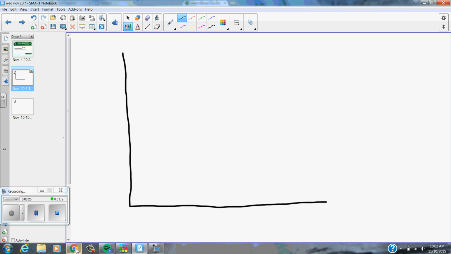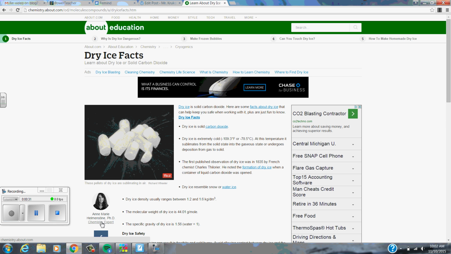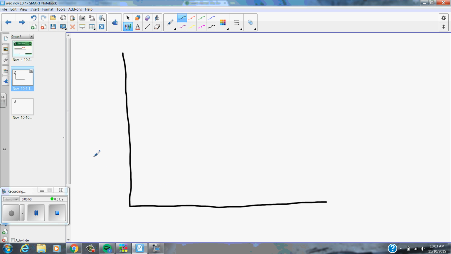Hopefully you know enough about dry ice to understand that when it melts, it doesn't turn into a liquid. It turns directly from a solid to a gas. We have to find out the temperature that it does that at. Right here I find some information. It's either at negative 109.3 degrees Fahrenheit or negative 78.5 Celsius. In this science class, I'm going to choose the Celsius. So about negative 80 just makes it easier for me to write on my screen. So there's going to be a magic number at about negative 80 degrees Celsius.